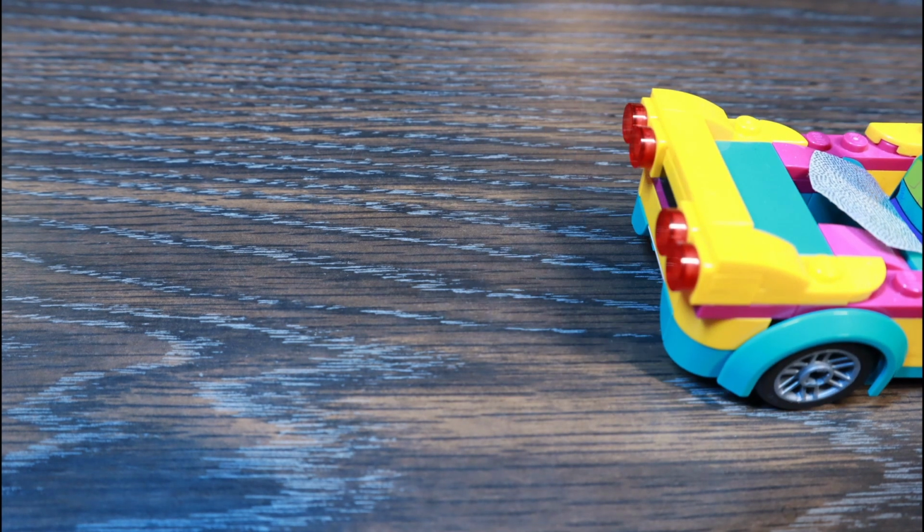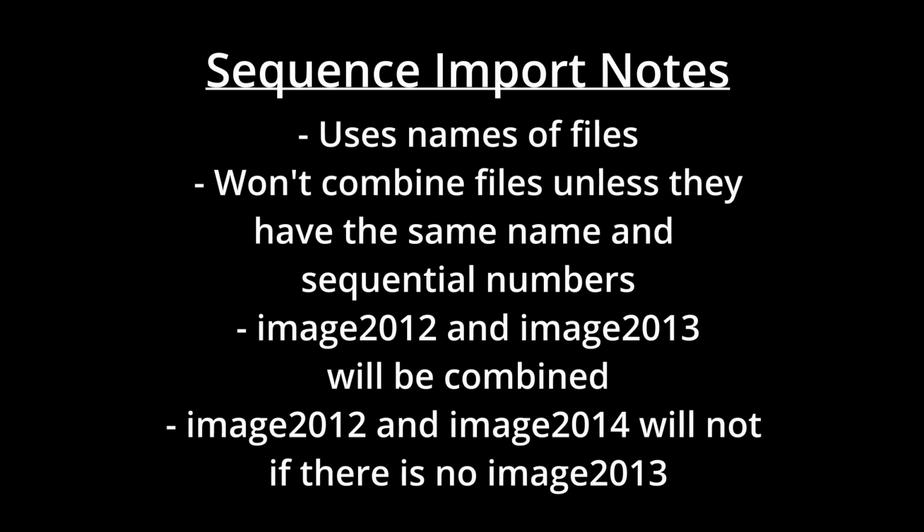Here are some notes to help understand the sequence import process a little better. Sequence import notes. The program uses the names of the pictures to tell if they're in order. Image 2011 comes before image 2012, which comes before image 2013, and so on. If you import those 3 files using sequence, they will become a video clip in that order. If you instead had image 2012, then image 2014, and image 2015, and imported them all at once, you would get image 2012 as a clip by itself, and a second clip of image 2014 to 2015.